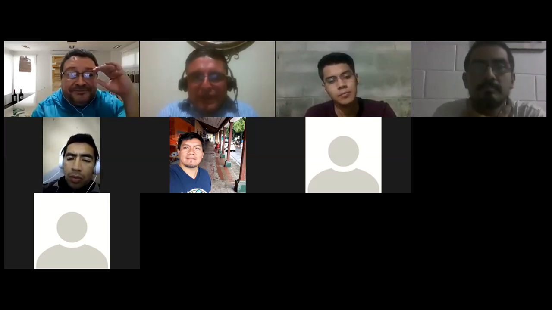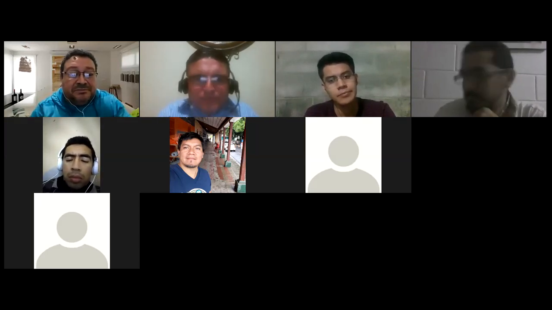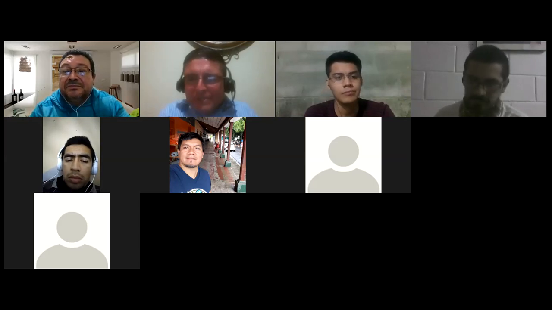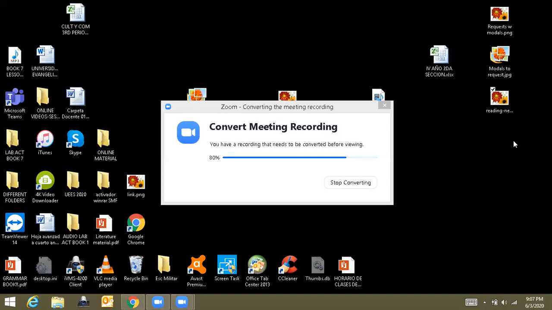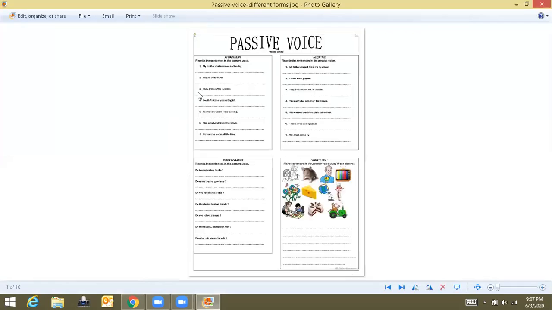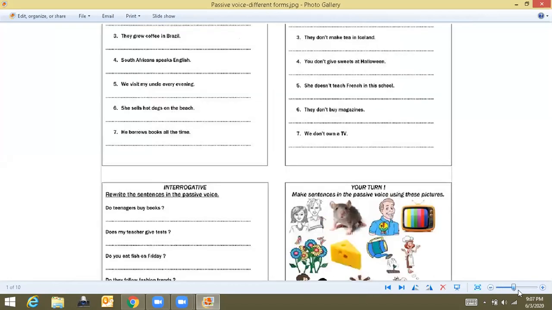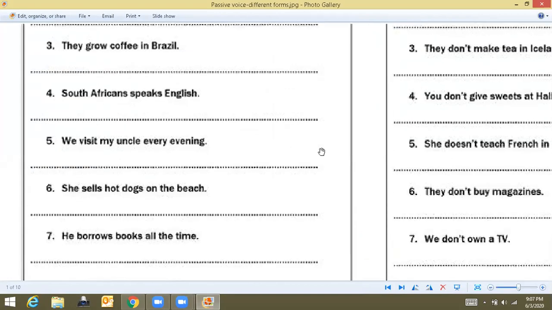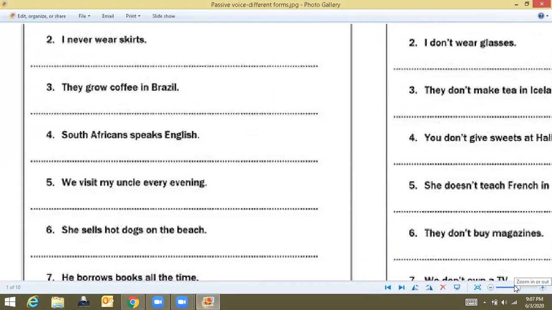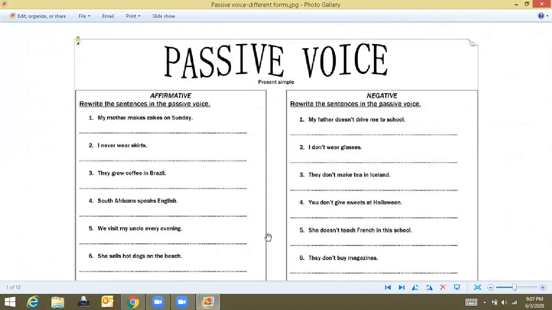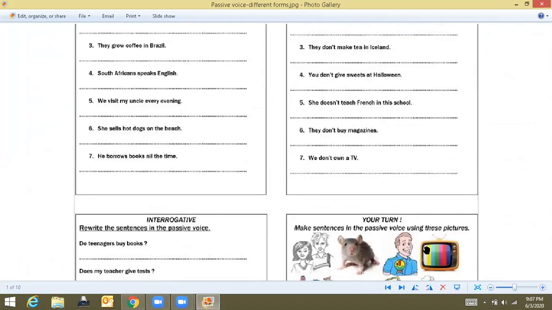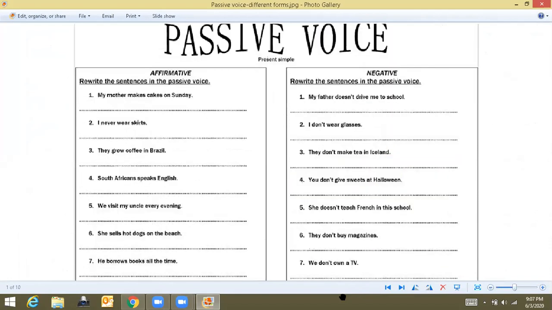All right, so let's start today with one exercise about passive voice. Let me see, where is this? I think this is it. Do you see the image? Yes. You can zoom it. Okay, we're going to be doing it by parts. This exercise has four different parts. It has the positive, it has the negative, it has the question form, and then they give you this so you guys can use your imagination.